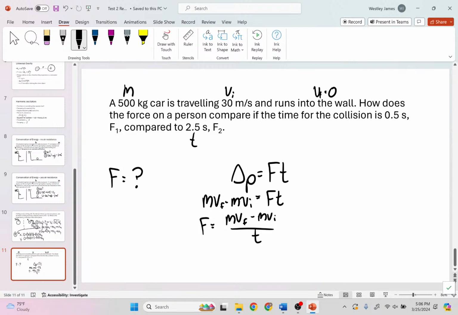Now, you can straight up just calculate both of these. There's a couple ways you can go about that. I literally gave you all the numbers, so you can actually just calculate the two and compare them. That's fine. The nice thing is the final velocity is 0, so that's going to go away.